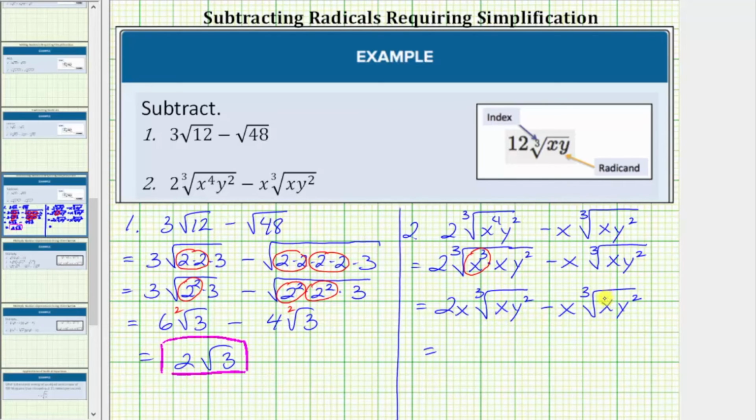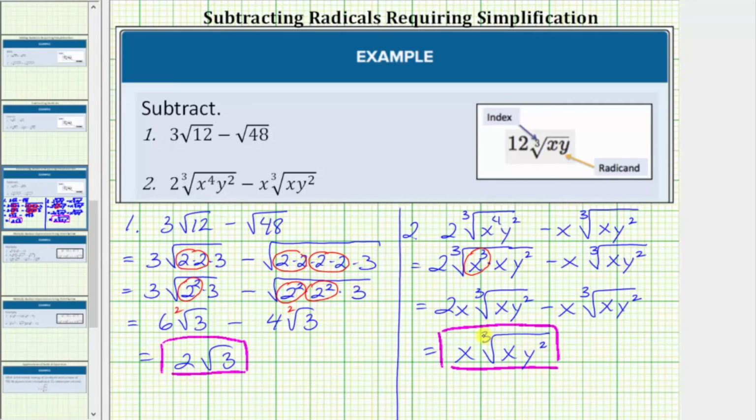To find the difference, we first determine 2x minus x, which is 1x, or x. So we have x, then the radical part remains exactly the same. So we have x times the cube root of xy squared. Remember, when the index is even and we have any variables outside the radical with an odd exponent, we do need an absolute value, which does not apply in this case.